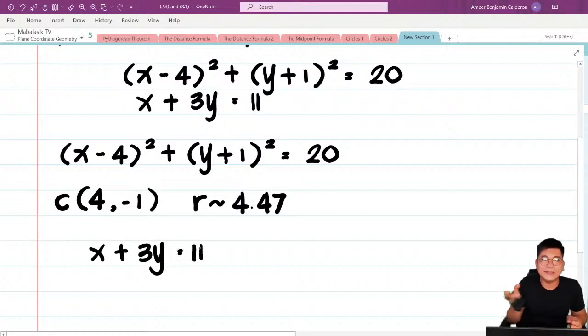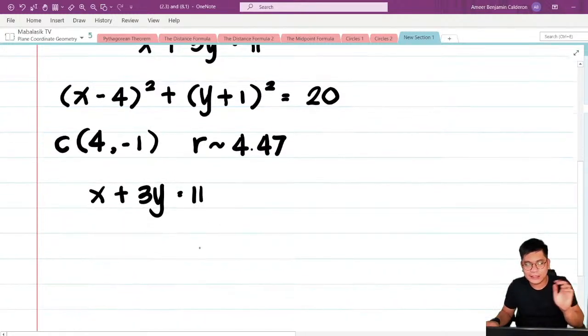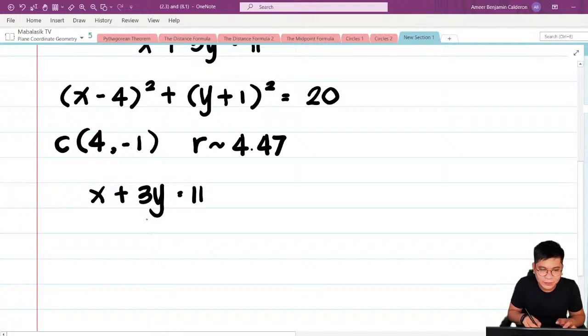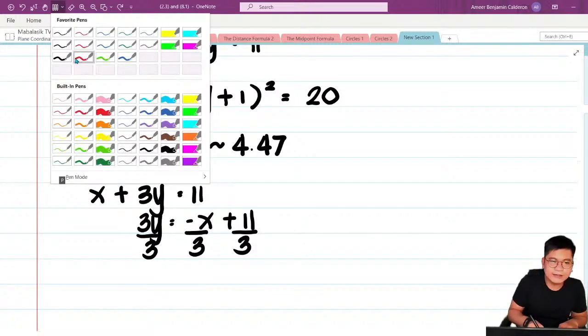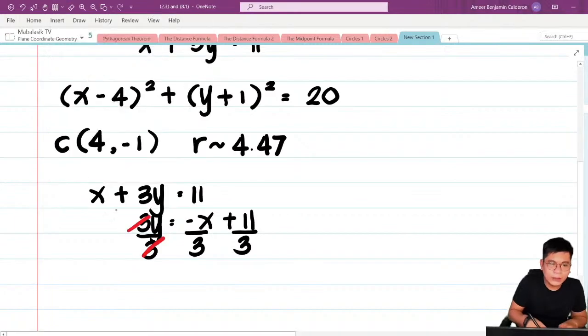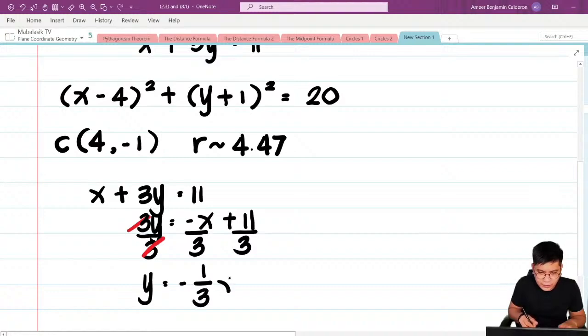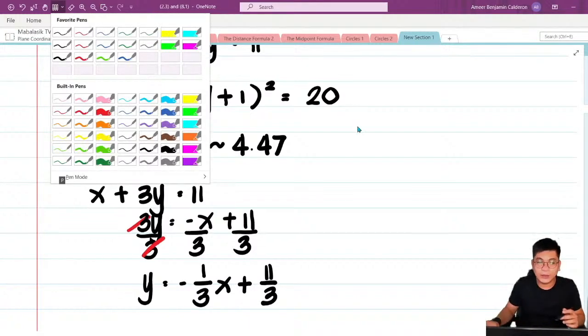It is not in slope-intercept form. So, let us transform this first into slope-intercept form. So, this is going to be 3y is equal to negative x plus 11. And then we have to divide all terms by 3. So, cancel. Teka. Kulay po na yung pang-cancel natin. Cancel. So, y now is equal to negative 1/3 x plus 11 over 3. So, this is now our equation.